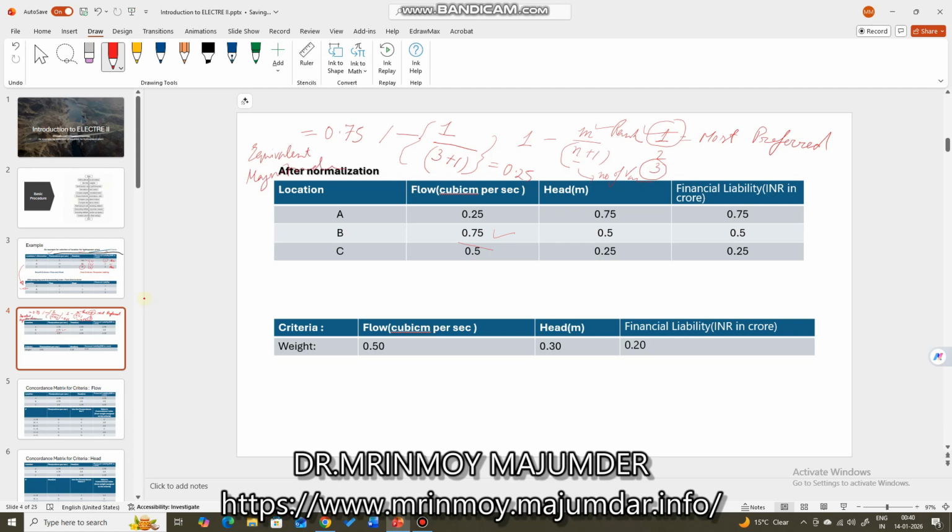Clear? So accordingly, 1 minus m by n plus 1. Just remember this formula. m is the rank, n is the total number of variables here, or alternatives here, and then you do the needful. So for the second rank, what happened? 1 minus 2 by 3 plus 1. So 2 by 4 is 1 by 2, 1 by 2 is 0.5. Am I correct? 0.5 is this part. So deduct 0.5 from 1, 0.5, right?